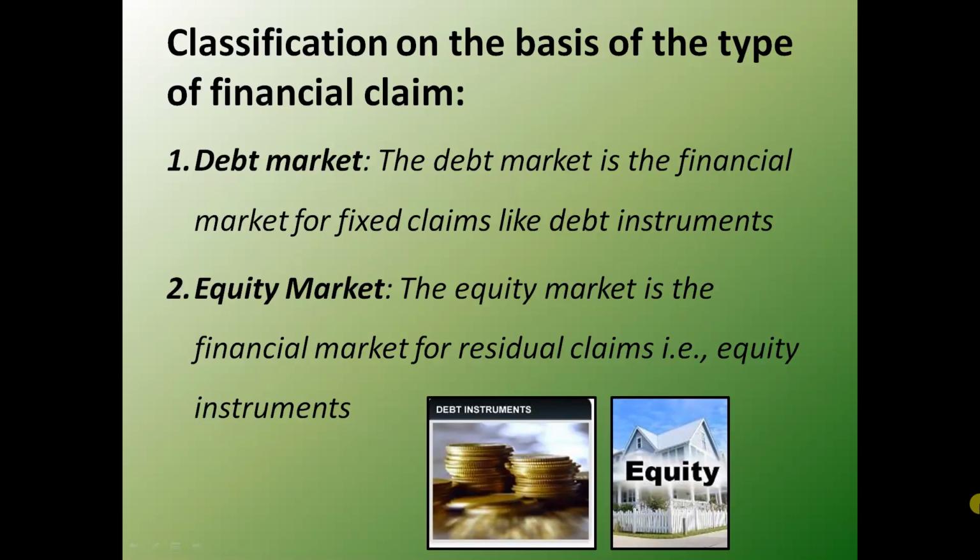Now, classification of markets on the basis of the types of financial claims. The first is the debt market. The debt market is a financial market for the fixed claim, like debt instruments. Secondly, equity markets. The equity market is a financial market for the residual claim, that is, equity instruments.